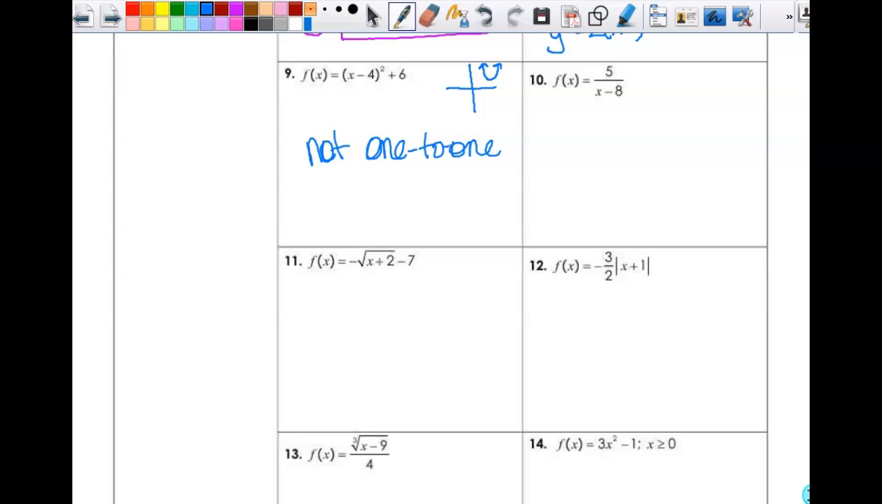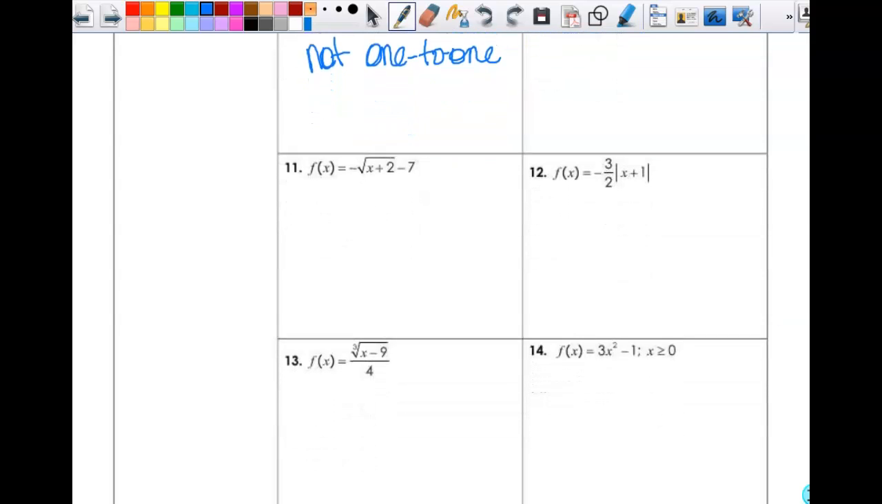Number 10, we're not doing because we haven't talked about those functions yet, and I don't want to make it any more complicated than it has to be. So let's look at number 11.